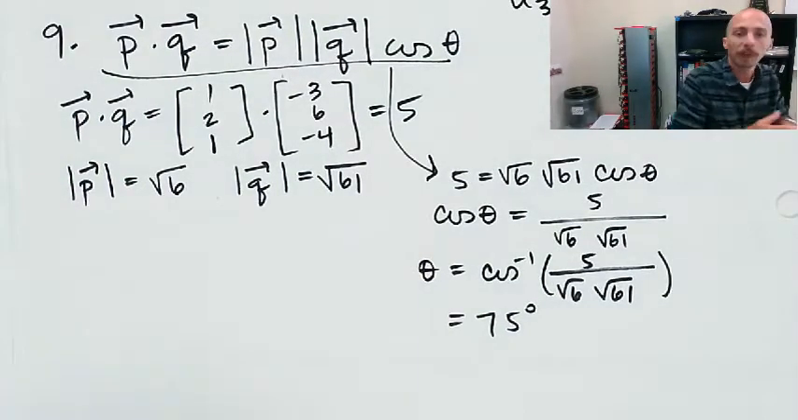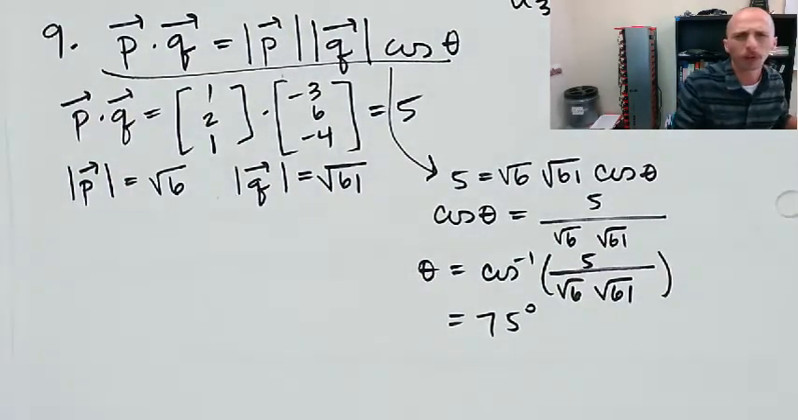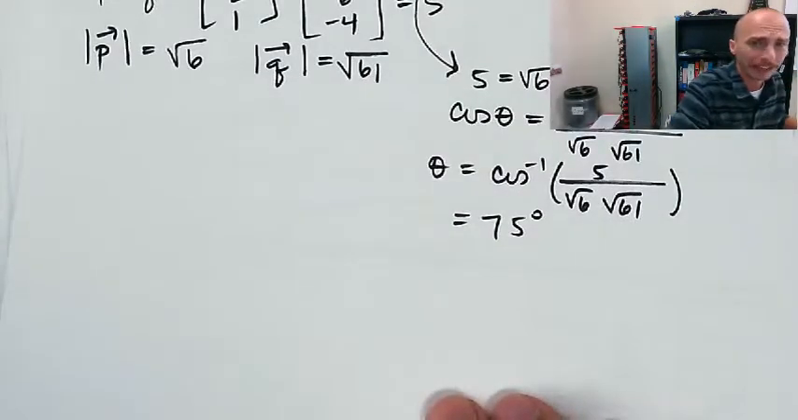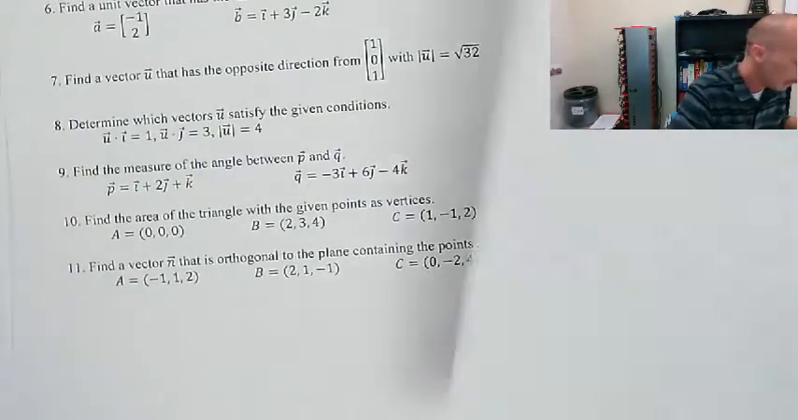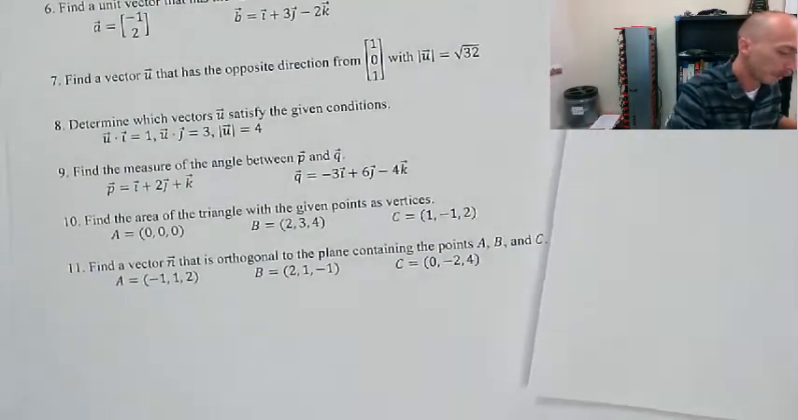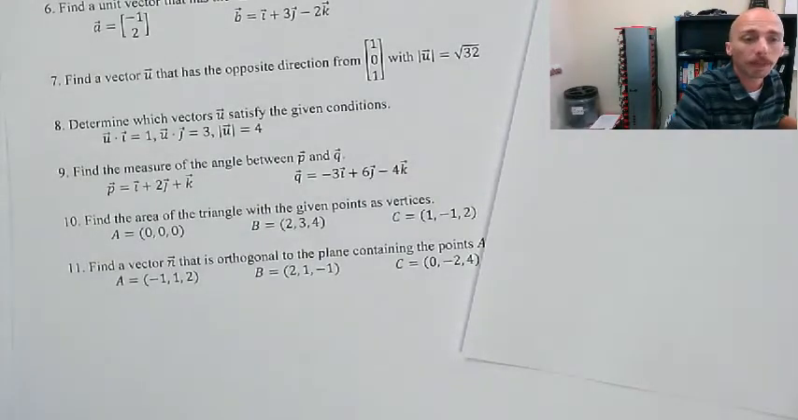Okay. That's how we find the angle between two vectors. That's going to be something that we're going to do repeatedly in this course, for reasons I can't remember, but I know we're going to do it again. All right. Find the area of the triangle with given points as vertices. This is something that I probably didn't hit in class, but is in the video.